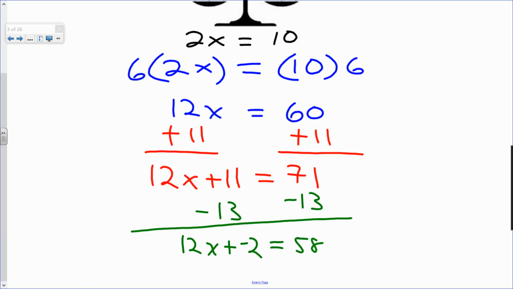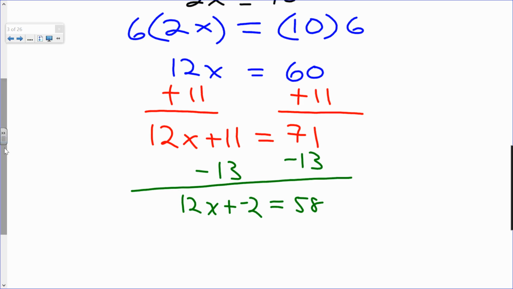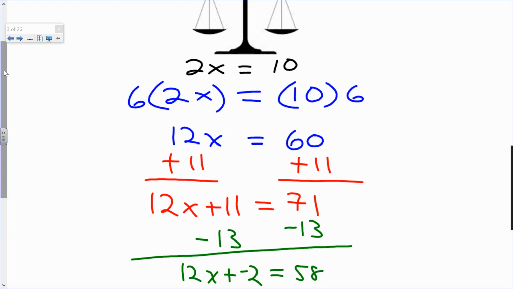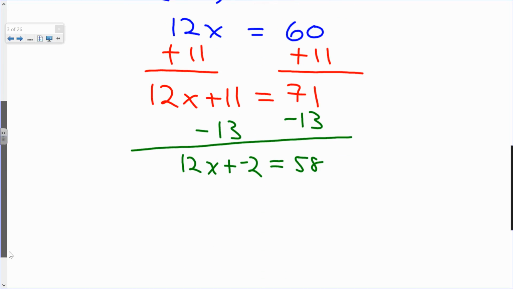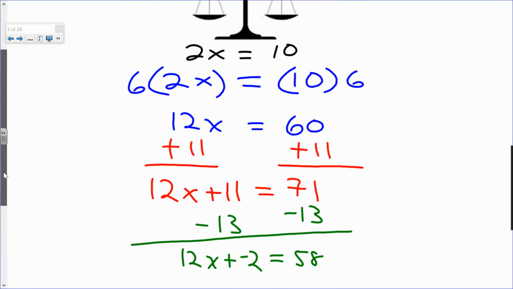I haven't solved for x, mind you. That's obvious. I haven't solved for x. But what I have done is I multiplied by Herrera's favorite number on both sides. Then I added Ms. Rodriguez's favorite number on both sides. Then I subtracted Ms. Mendez's favorite number on both sides. I still have the same equation, though, that I started off with up here, 2x equals 10.